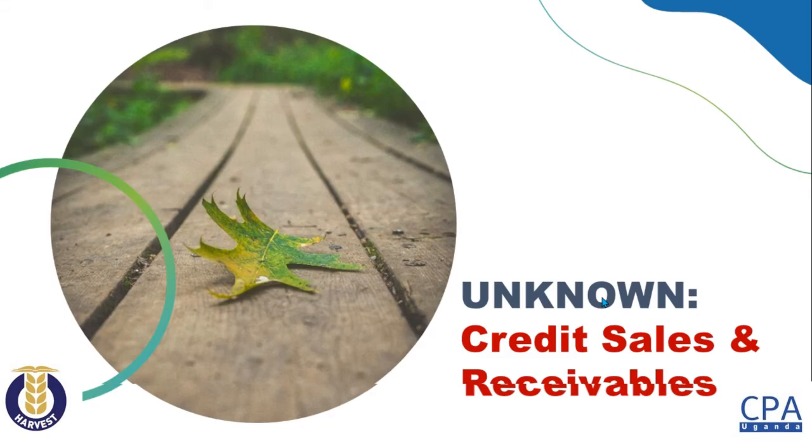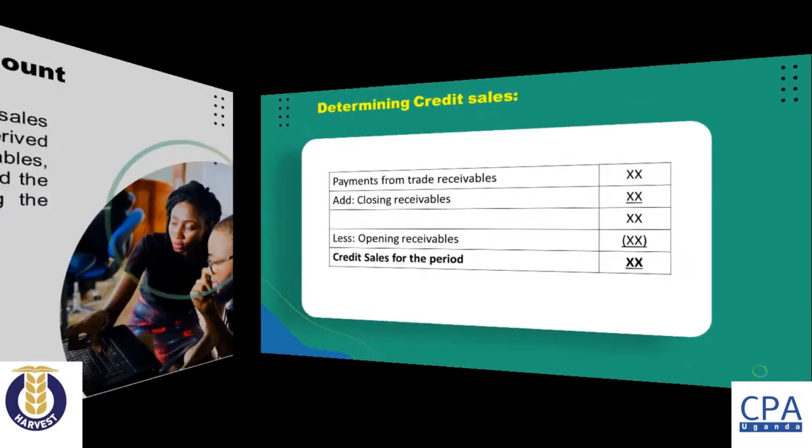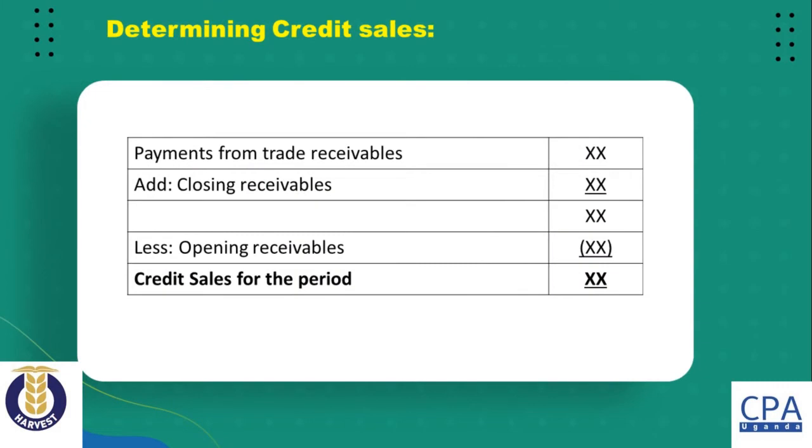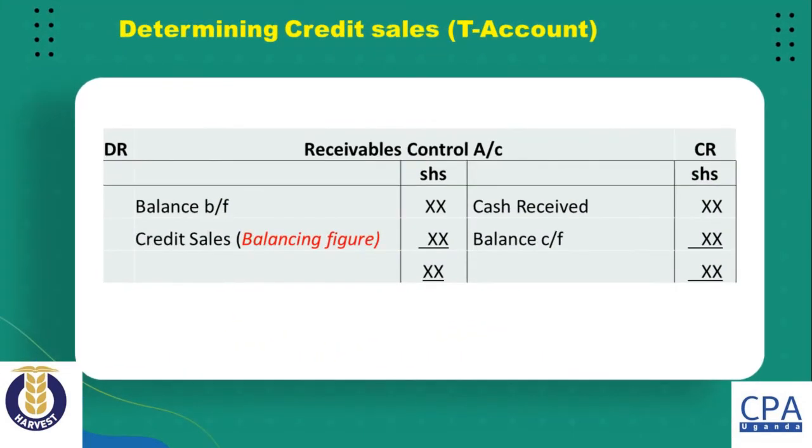Now, in the lecture presentation that I made, I talked about some of the approaches you can take in determining the credit sales or receivables, for that matter, if they are unknown, and also including the purchases. I just want to briefly go through what I discussed. I mentioned that if the credit sales are not known, you can use the vertical format, as per the screen, or you can use the T account.